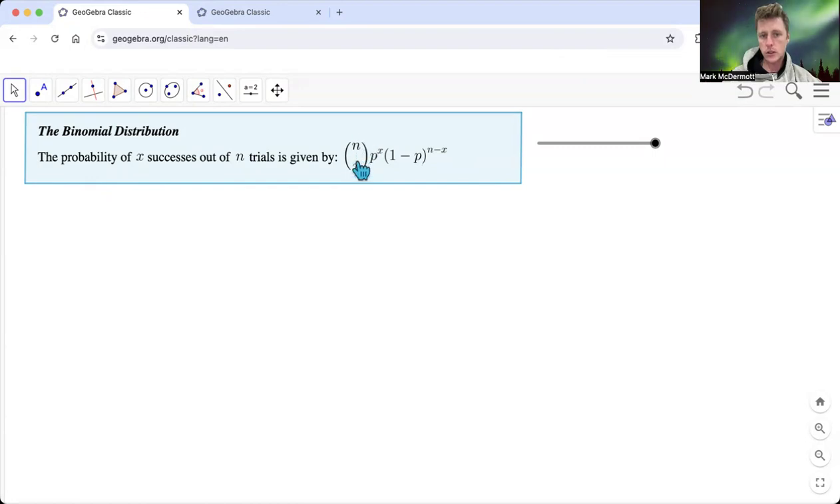So n trials, x is the number of successes you want. So that tells you how many ways you can have that many successes. Then you have the probability of success raised to the power of x. And then 1 minus p would be the probability of failure. And then n minus x must be the number of failures that you had. So x is the number of successes you had. n minus x must be the number of failures that you had. Because remember, it's Bernoulli, right? It's either true or false.